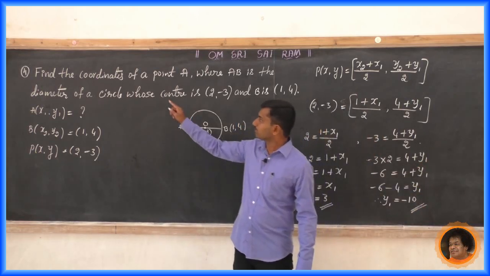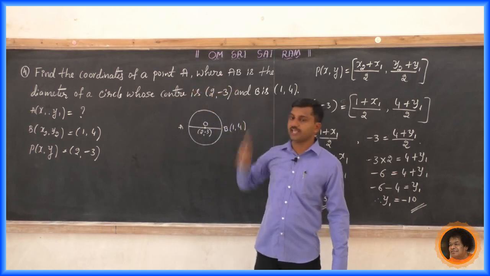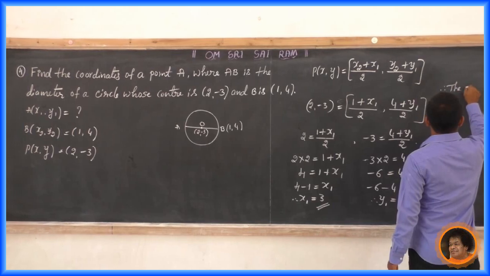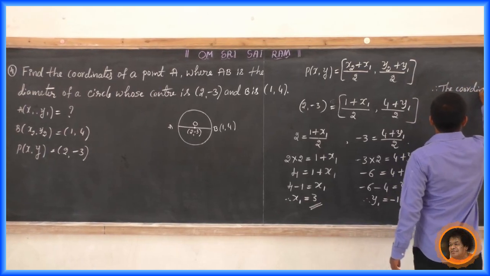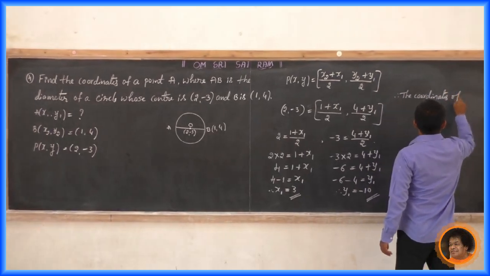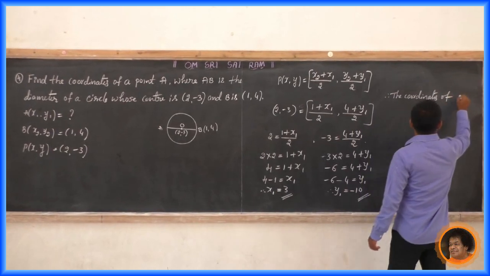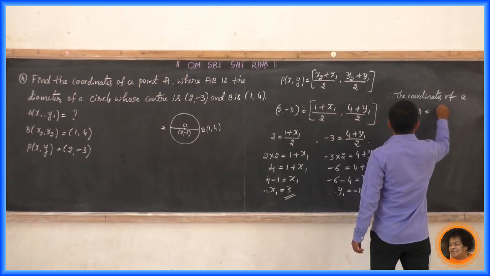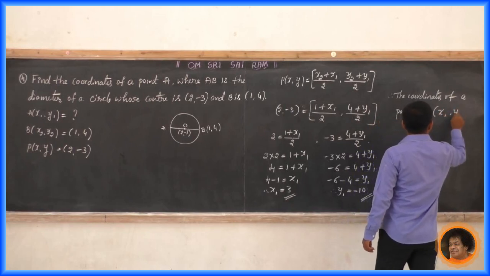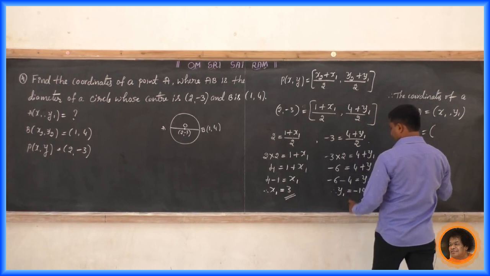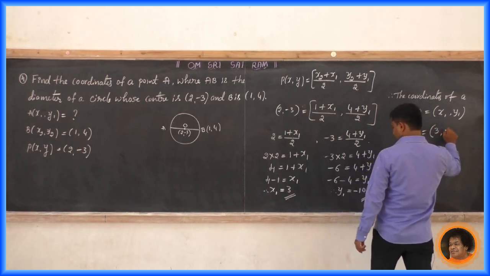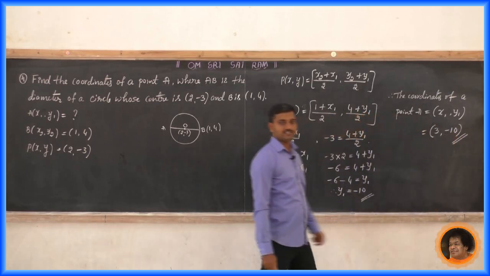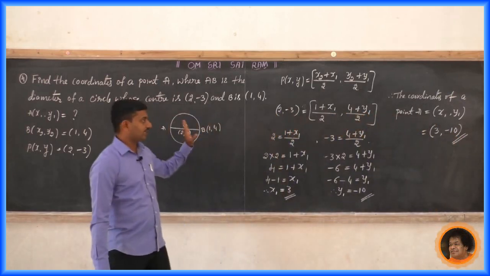What is the question given? Find the coordinates of a point A. Therefore the coordinates of point A equal x1, y1. What is the value of x1? x1 is 3 and y1 is minus 10. So this is the value of the coordinates of the point A. I think it is clear.